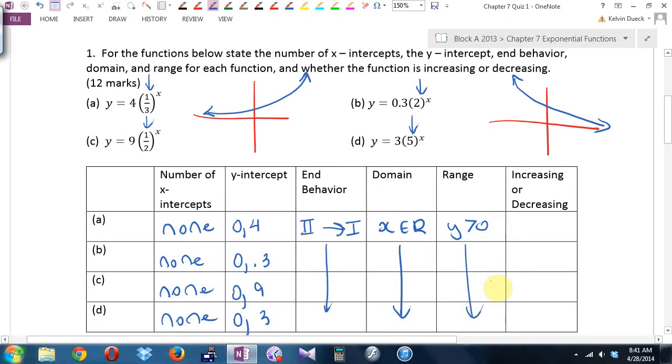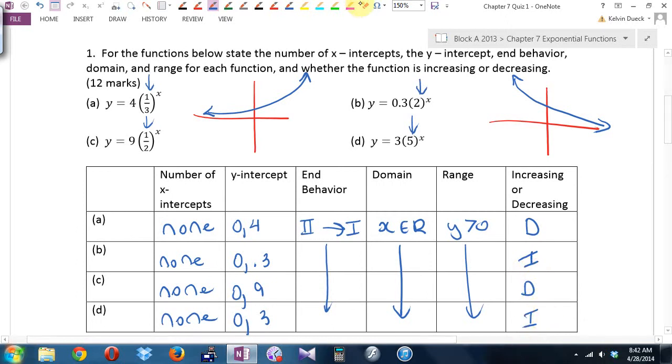Increasing or decreasing. You could graph this. You don't need to. I can tell you whether it's increasing or decreasing. Which of these two graphs are decreasing, are getting smaller, and how do you know? Okay, how do you know A and C must be decreasing? What about the base? Yeah, fractional base. So decreasing, decreasing, increasing, increasing.